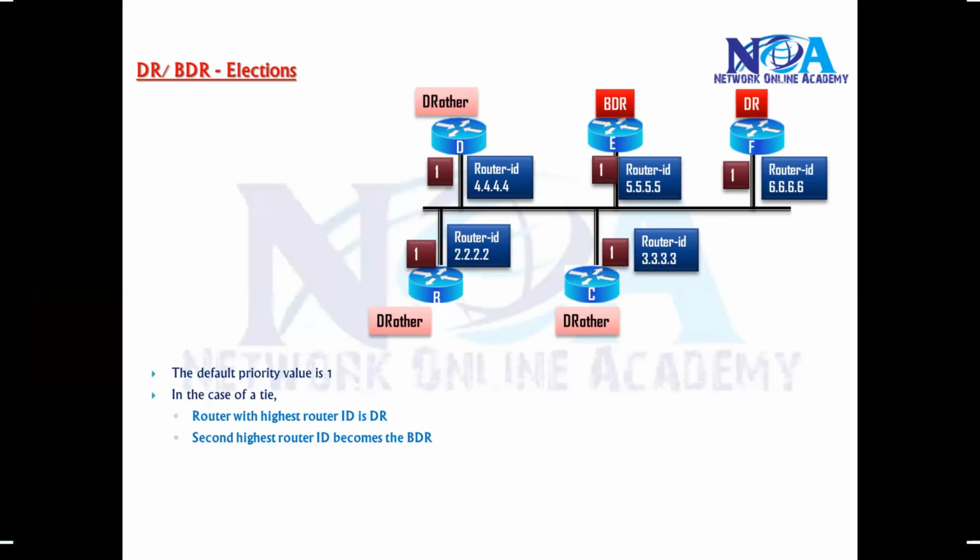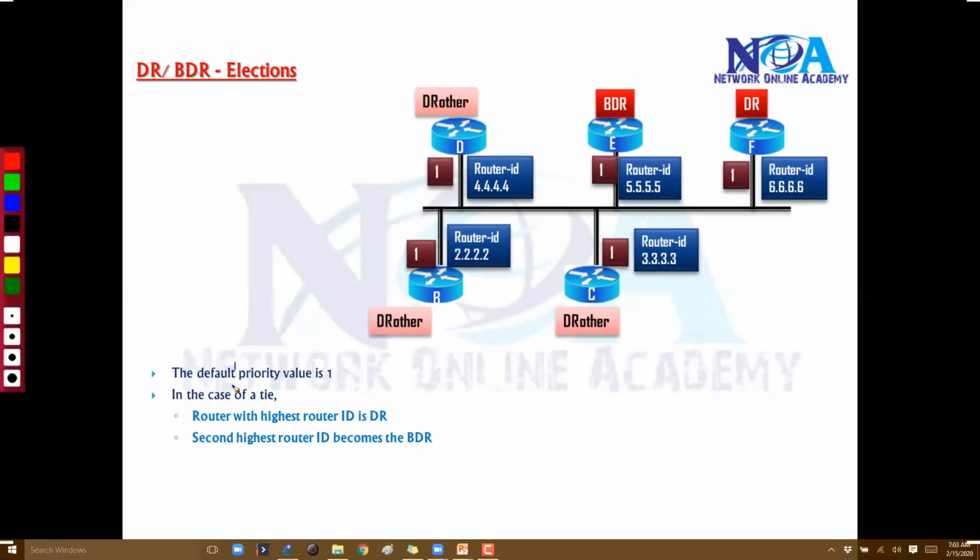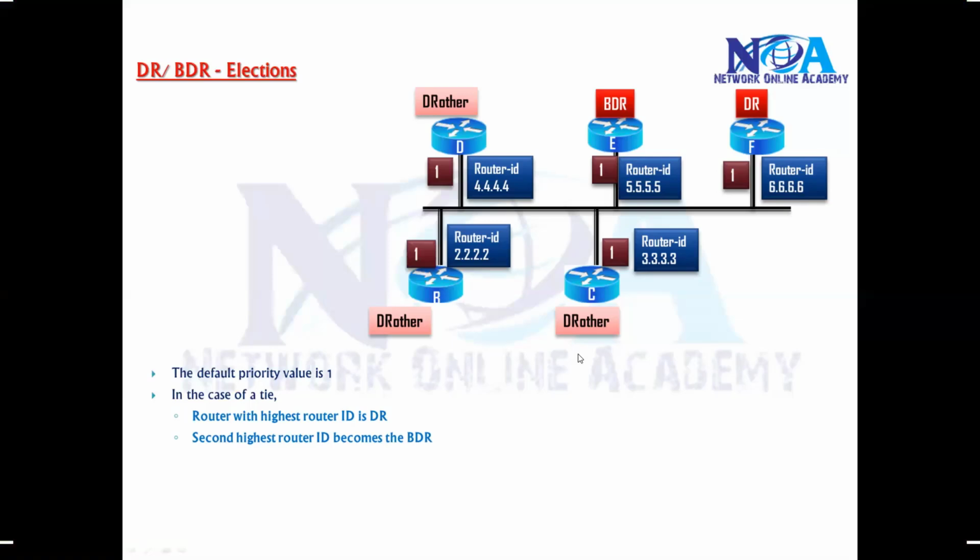So the DR BDR elections are done based on the priority value. And if there is a tie in the priority value, of course highest value wins, it will automatically decide based on the router IDs. We can change the priority values; we'll see that in the configuration section in more detail. We can change the priority values depending upon the requirement, but assuming we go with the default values, the router ID will be the tiebreaker.